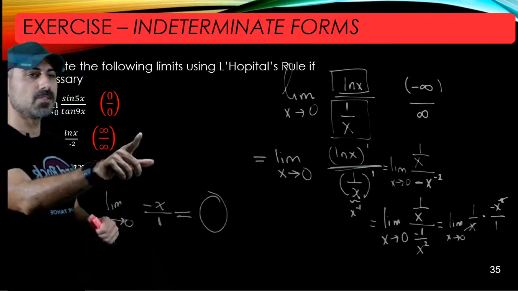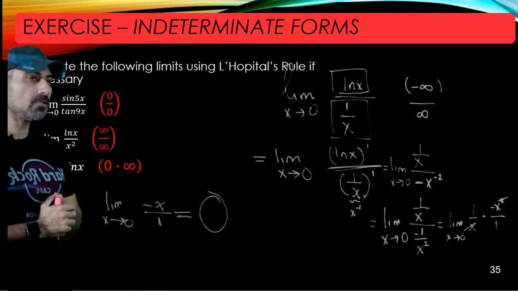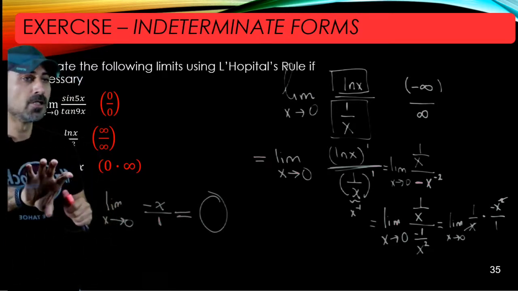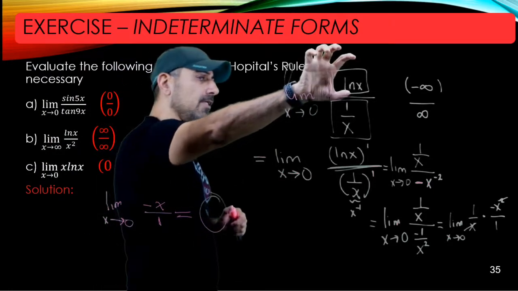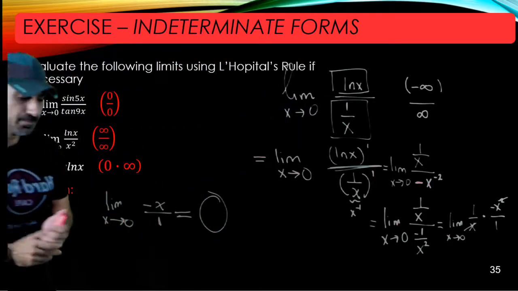Originally, this was 0 times infinity type indeterminate form. After we used L'Hopital's rule by tweaking the given function and writing it as ln x over 1 over x, we got the limit to be 0.